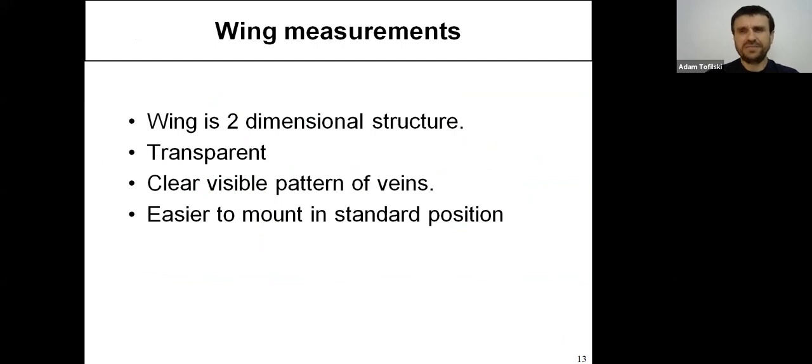Wing is two-dimensional, unlike, for example, head or tergites. So there are also clear veins and parts of the wings are transparent. So it's also easier to put the wing in standard position in such a way that it's perpendicular to the optical axis of camera or scanner. So the wing measurements have many advantages, can be done quite quickly, can be automated to some degree. So I think that using wing measurements, the identification of subspecies is much faster.